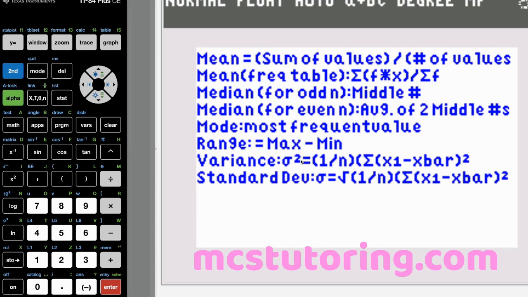Variance is sigma squared. That looks like a little zero with like a toupee falling off or something. No offense to people using hair systems, but that sigma squared equals 1 over n times sigma, again the sum, of x i minus x bar. X bar means the average, usually with a little bar over the x, but I can't really put that here on the TI-84. All that squared. So standard deviation is just the square root of the variance.